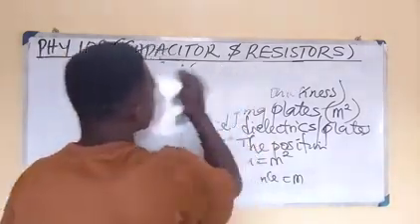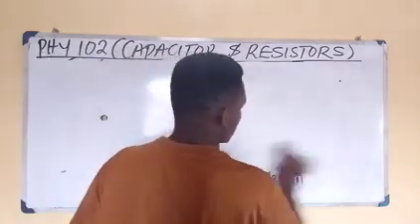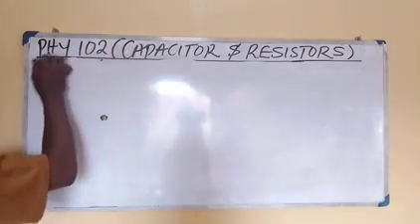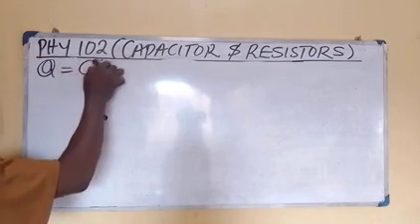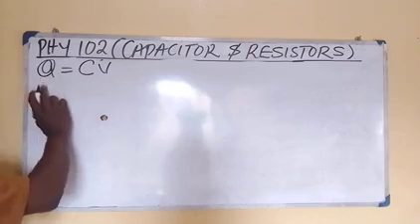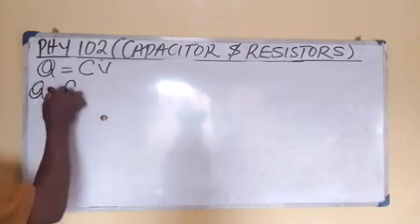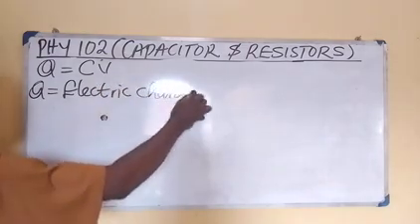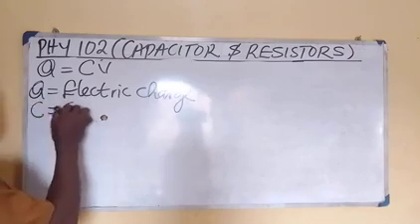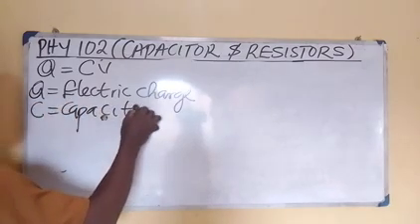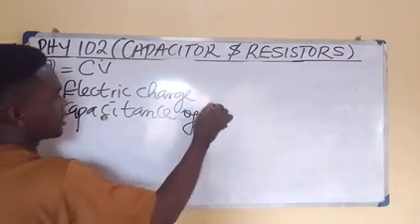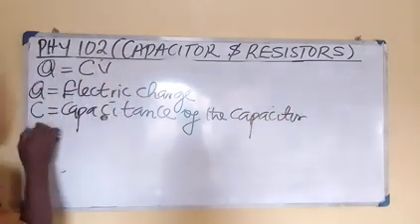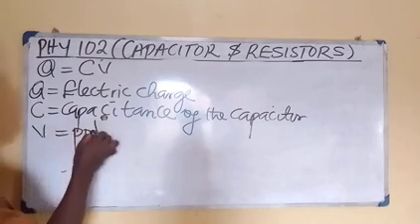Now when we talk of the work done, let me bring in the charge, where Q equals CV. This Q here represents electric charge, and C represents the capacitance of the capacitor, then V means the potential difference.